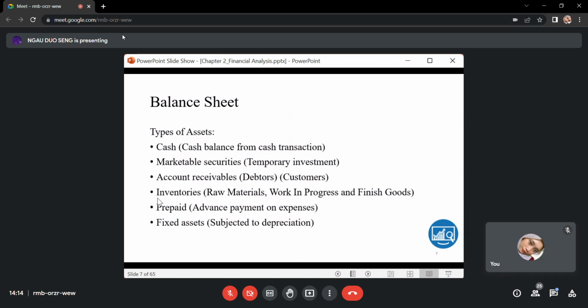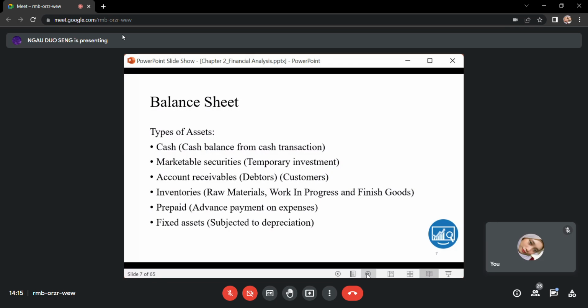Then we have inventory. Inventory dia ada 3, which is raw materials, bahan mentah, work in progress, and then the finished good. Prepaid, we have advance payment on expenses, and then we have fixed asset subjected to depreciation. Depreciation adalah susut nilai lah. So fixed asset normally they're going to depreciate susut nilai setiap tahun. Right, this one adalah asset.